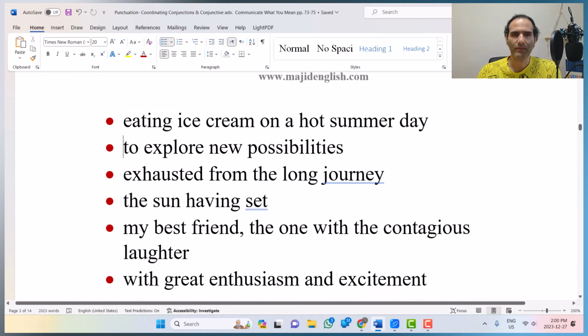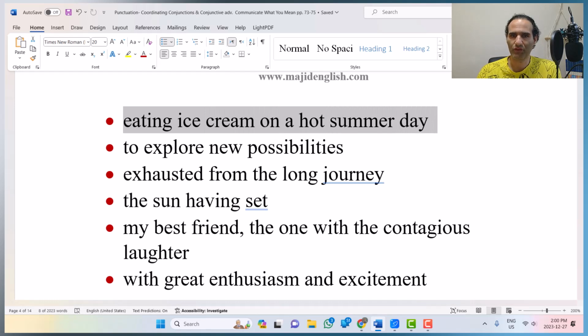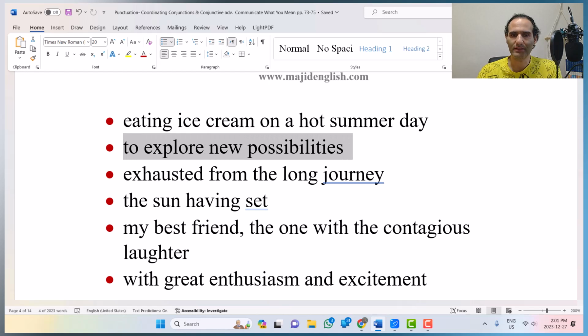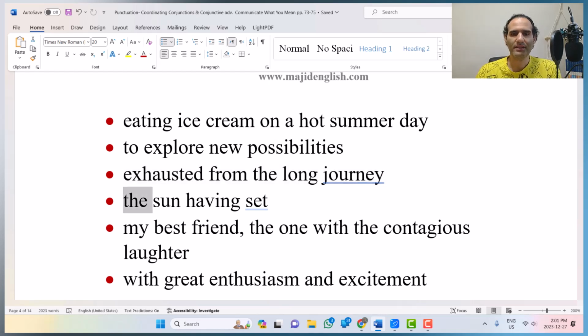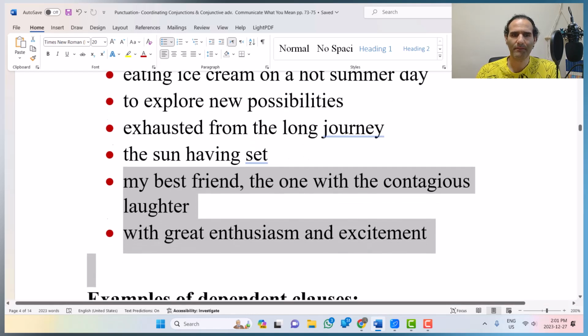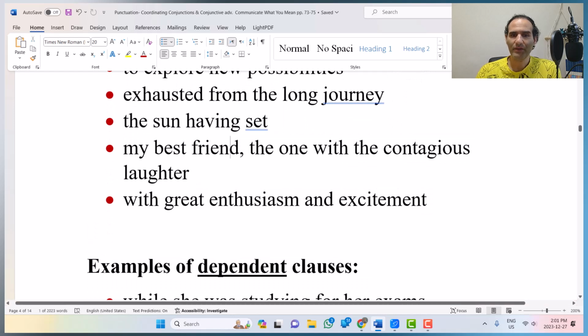Prepositional phrase. Eating ice cream on a hot summer day. Verb phrase, doesn't have a subject. To explore new possibilities. Verb phrase, infinitive phrase. Exhausted from long journey. Again, phrase, adjectival. The sun having set. It's got a subject, but it doesn't have a tensed verb. The verb does not have any tense. My best friend, the one with the contagious laughter.